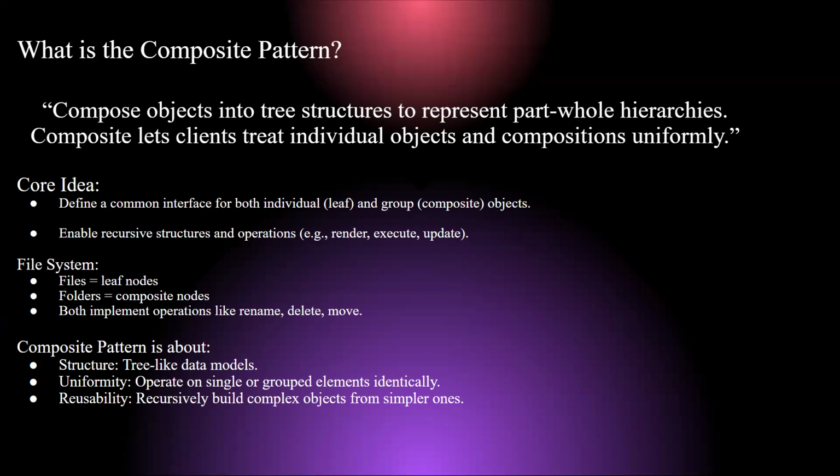A common real-world analogy is the file system. A file is an individual item, like a leaf, and a folder is a container, like a composite. But both files and folders support the same operations. You can delete them, move them, or rename them. That's the composite pattern in action. Basically, this pattern gives us a clean way to manage complex nested structures where everything behaves the same way from the outside, even if it's built differently on the inside.